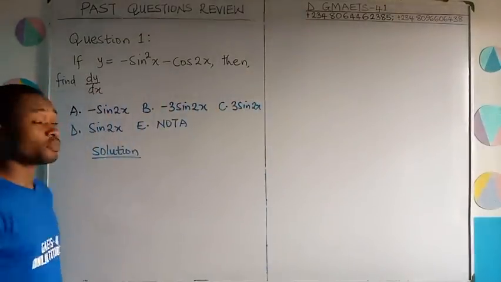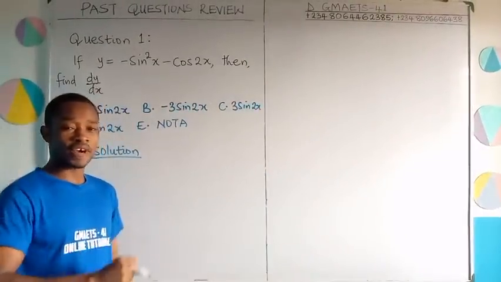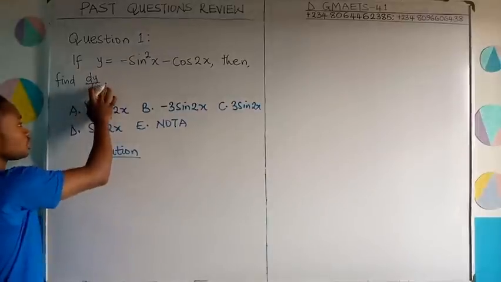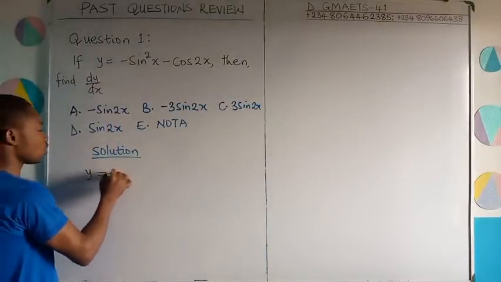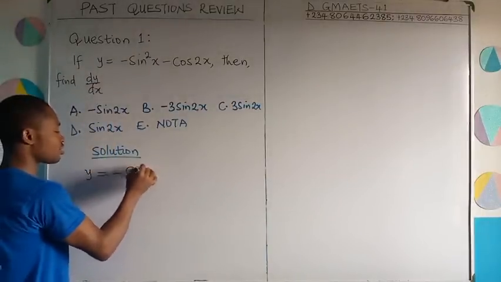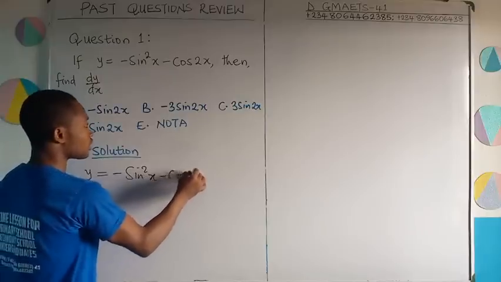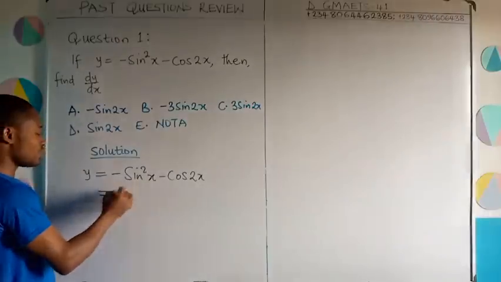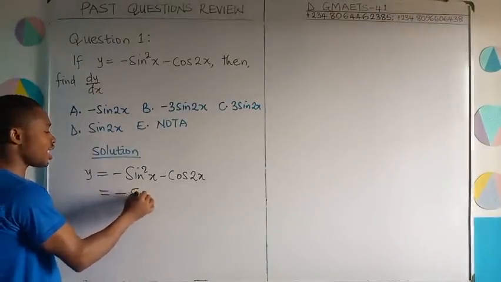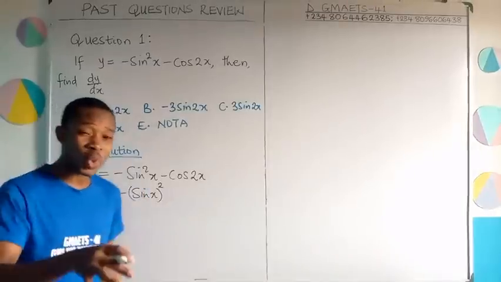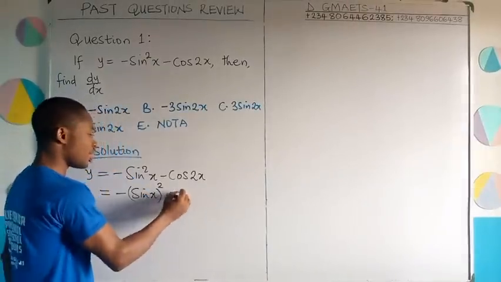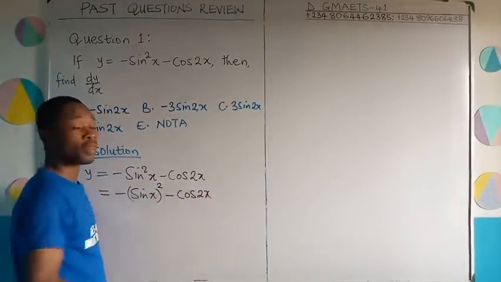Now this is a differentiation problem, and so we are simply asked to find dy/dx, the differential coefficient with respect to x. The function given to us is y equals negative sine squared x, and then minus cos 2x. This is the same as minus (sine x) all raised to the power 2. That's the interpretation of sine squared x. And then minus cos 2x.